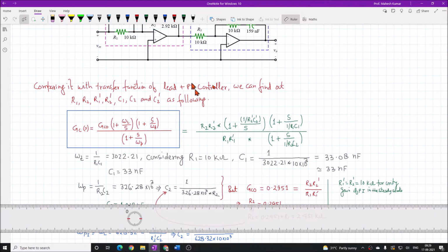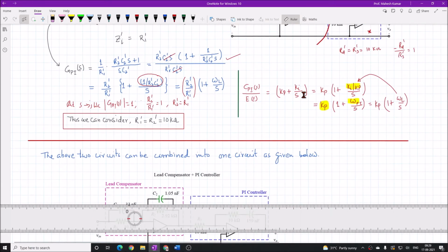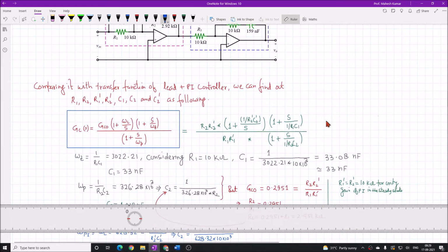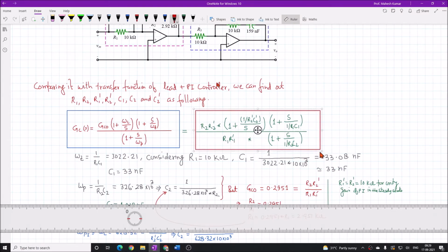If we compare this with the transfer function that we have found here, GPI into GC total, so we multiply them, we will get this term on the right hand side. This term. And then we can compare these parameters with the values of the transfer function that we found earlier, and we can solve for the R1, R2, C1, C2.